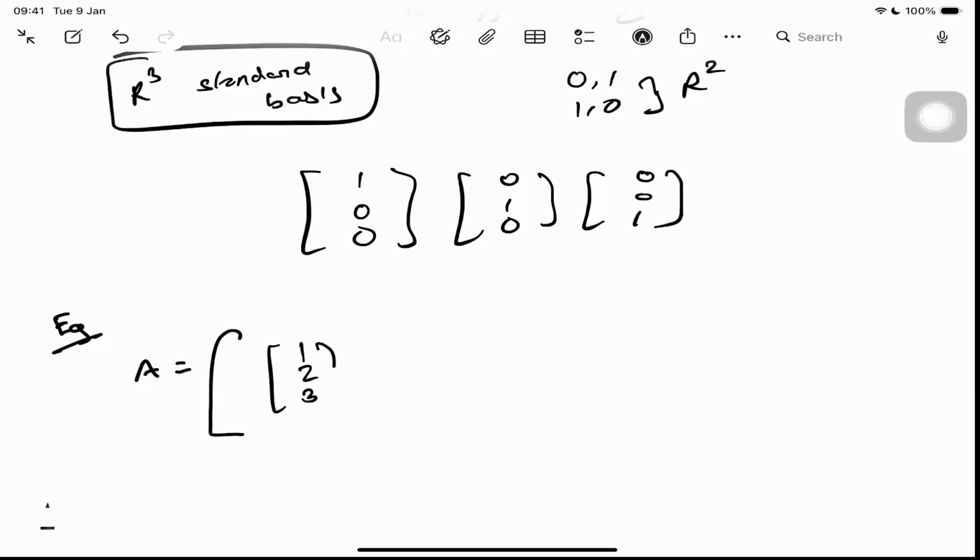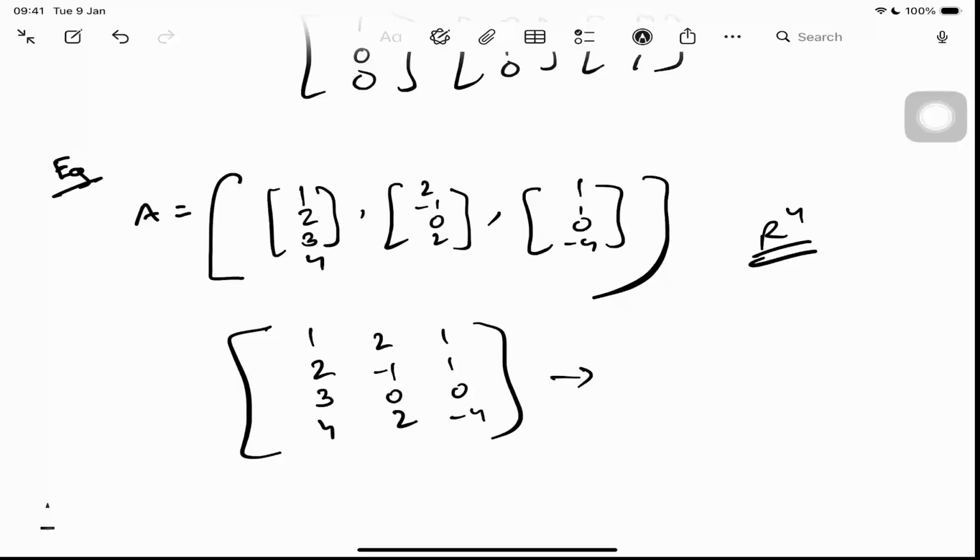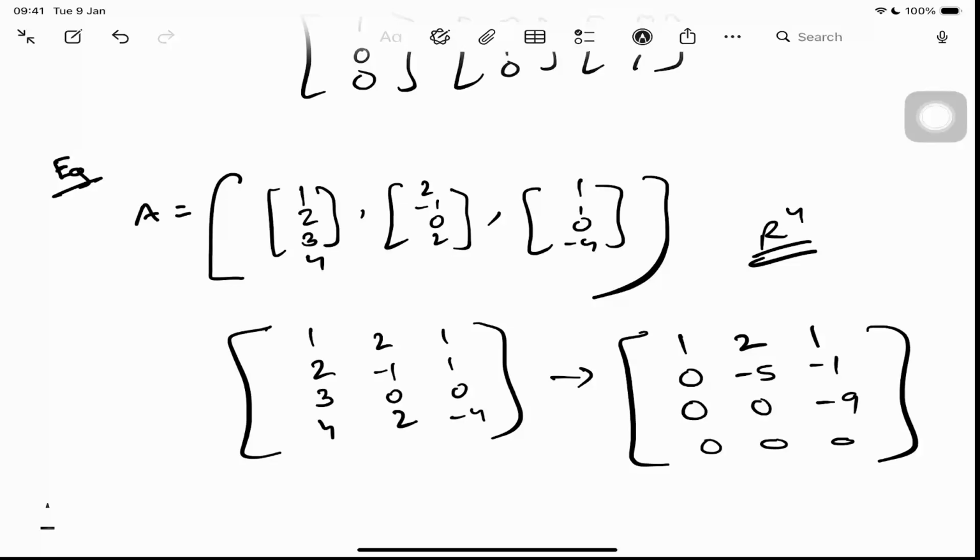Now if I give you an example, I have a set A which has, suppose, (1, 2, 3, 4), (2, -1, 0, 2), and (1, 1, 0, -4). So now the question is, is it a basis for R4? And how do we find whether it is a basis or not? For that, we just write all the vectors here, and then we convert it into row echelon form. So it will be (1, 2, 1, 0), (0, -5, -1, ...), and a row of zeros.